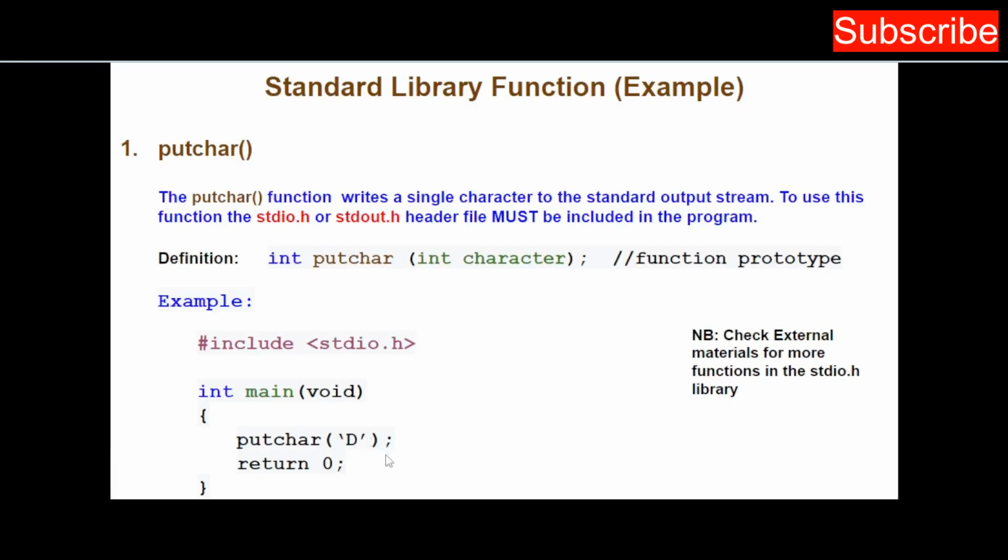And so this putchar you are calling here takes in just one argument, which is capital letter D. The function is going to ask what is putchar. It doesn't know what putchar is, so it checks: in my header file I've already included the standard input output header file, and inside it understands what putchar means. So it's just going to do what putchar is to do. And what does putchar do? It writes a single character to the standard output stream. That's all about this. You can check external materials for more functions in the standard input output library.